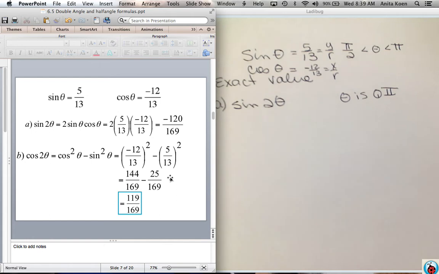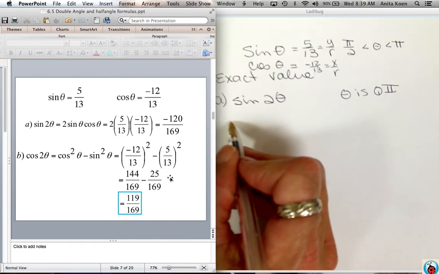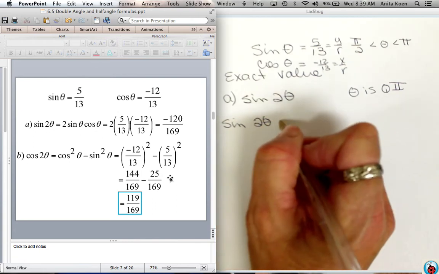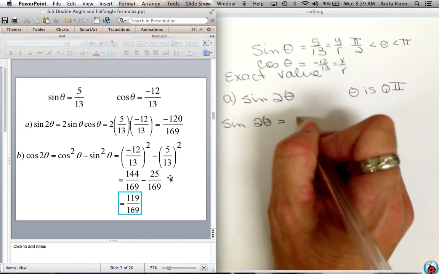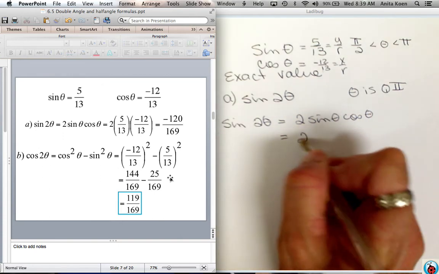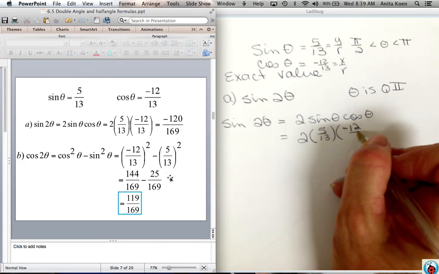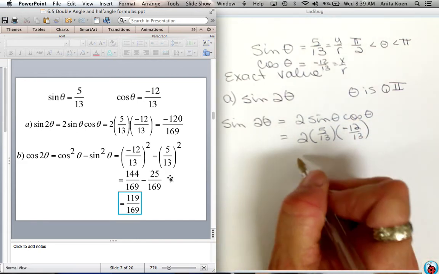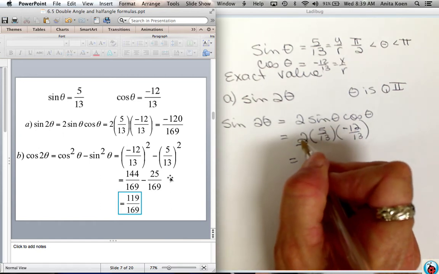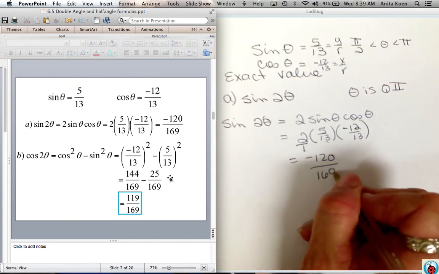So I know the sine of theta is 5 over 13, the cosine is negative 12 over 13, and now all I have to do is use my formula. So the sine of 2 theta, let me scoot over, is equal to 2 times the sine of theta times the cosine of theta. And that's going to be 2 times the sine of theta is 5/13, and the cosine of theta is negative 12/13. And when I multiply, I can see that I get 5 times negative 12 times 2, that gives me negative 120, over 13 times 13, which is 169.